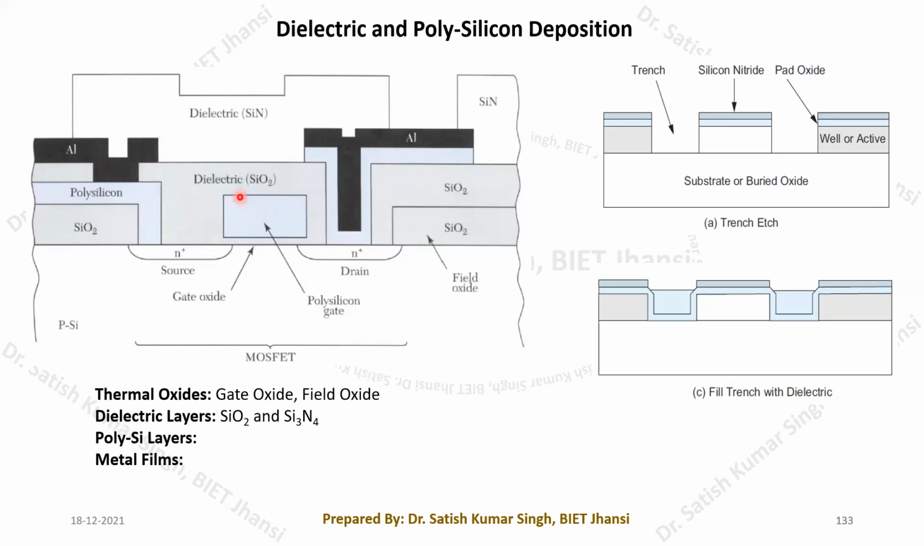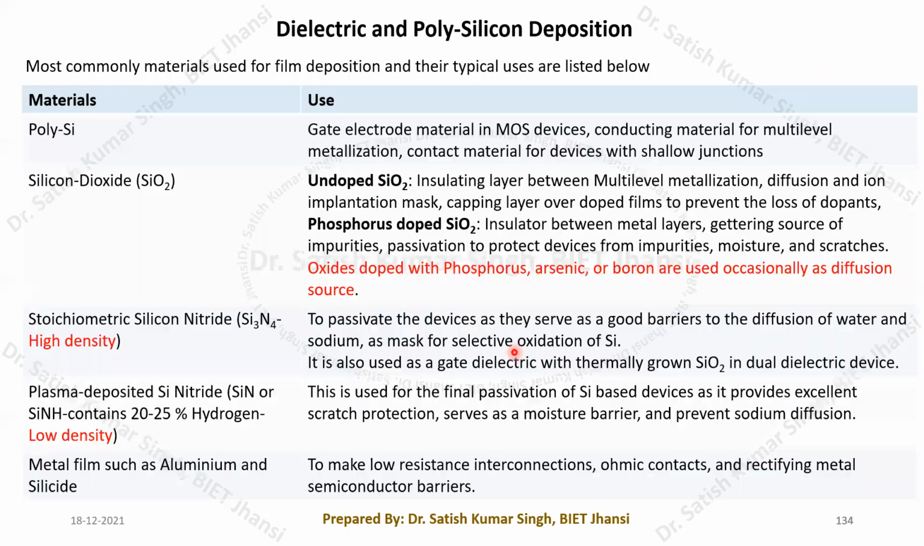Okay, so here you can see in this slide that we generally have these types of layers that we want to deposit onto our devices. Here you can see polysilicon, silicon dioxide. Then we have two categories of silicon nitride. Okay, the first one is known as the stoichiometric silicon nitride, whose chemical formula is Si3N4.